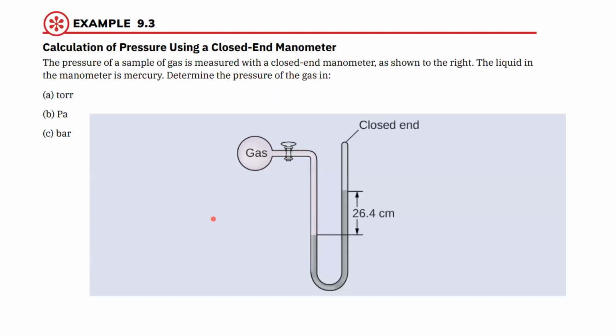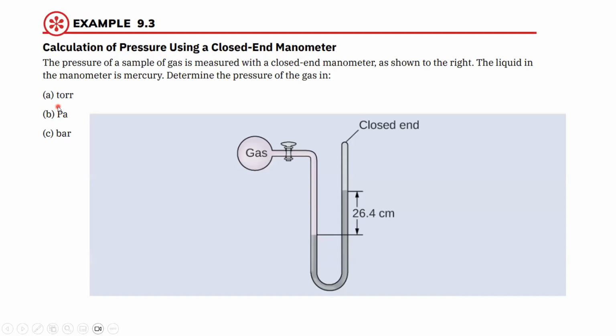Right. So if we look at a question here, we've got a closed-ended manometer. The pressure of a sample of gas is measured with a closed-ended manometer as shown to the right. The liquid in the manometer is mercury. Determine the pressure of gas in torr, in pascals, and in bars. So the first thing we need to do is look at this height and see that it's getting pushed to the right. So we've got a pressure of 26.4 centimeters of mercury.